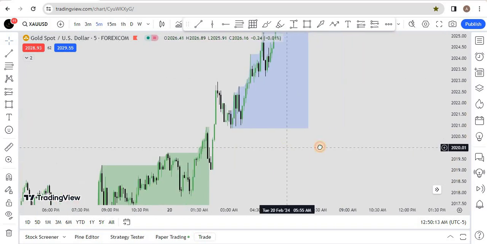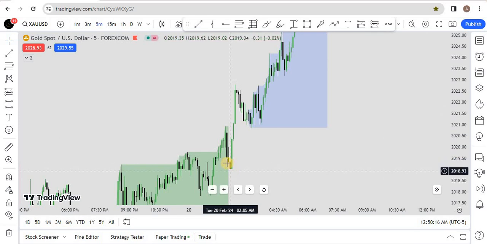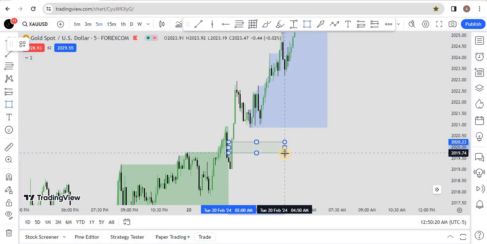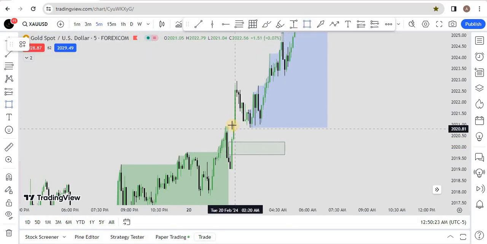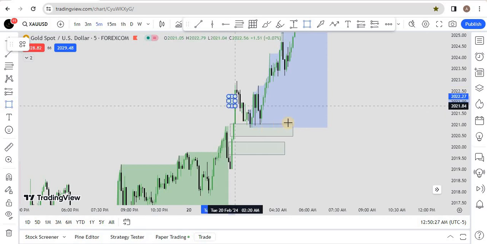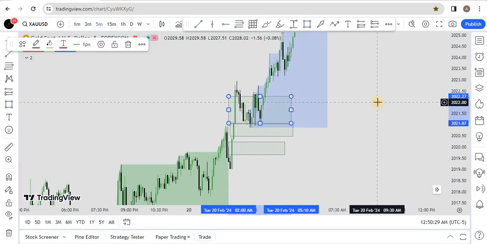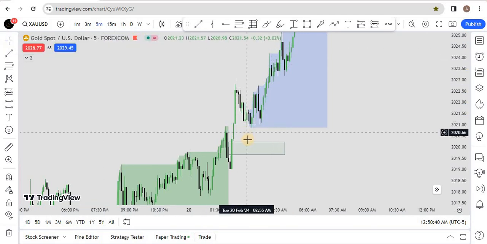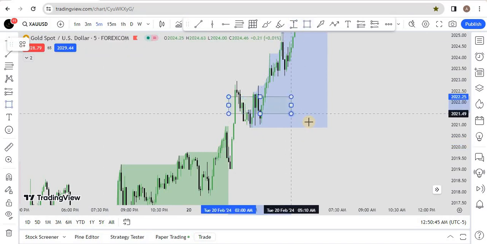So what is the fair value gap? How many fair value gaps do we have from this leg to this leg? We have fair value gap number 1, fair value gap number 2, and fair value gap number 3 here. So which one are we going to use? What did ICT say? ICT said if you find this type of situation, then you use the first one. This one.